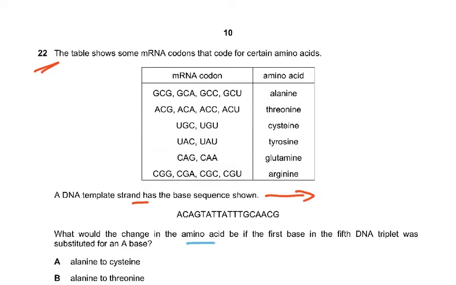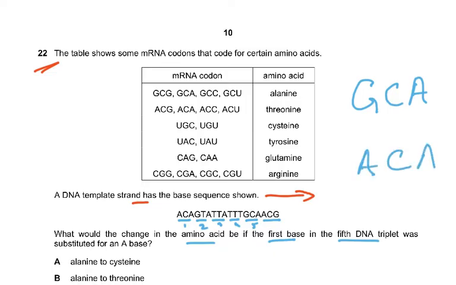What would be the change in the amino acid if the first base in the fifth DNA triplet...? So okay, let's make the triplets. 1: ACA, GTA, TTA, TTT, GCA, and ACG. So these are the DNA triplets. So this is 1, this is 2, this is 3, this is 4, this is 5, GCA. What would be the change if the first base of the fifth DNA triplet was substituted for an A base? So if it becomes ACA, now GCA, what would be the mRNA for that?